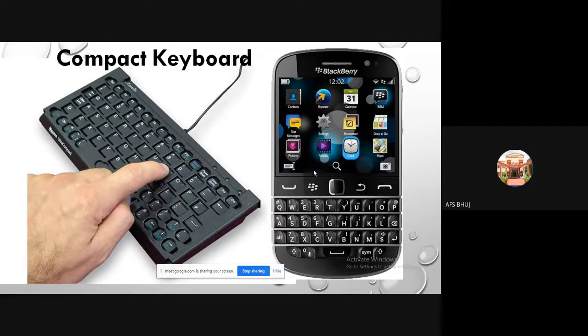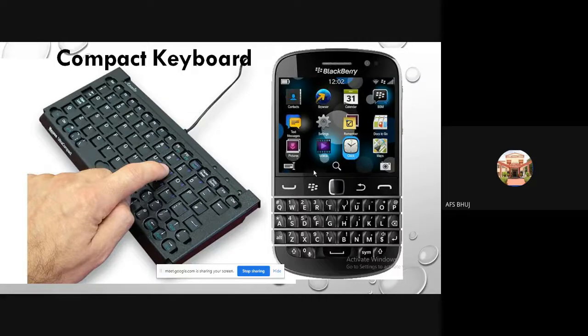Those keyboards we generally see in the lab, like wireless keyboards and normal keyboards, are not fixed in one place. We can take it and keep it, plug it in and plug it off. But these compact keyboards are fixed with some devices, like we can see on the screen.